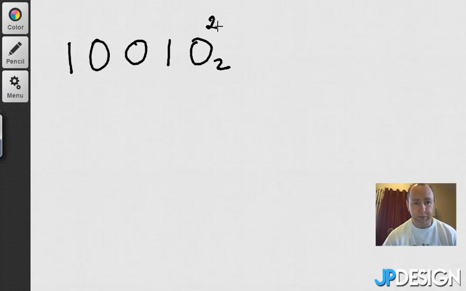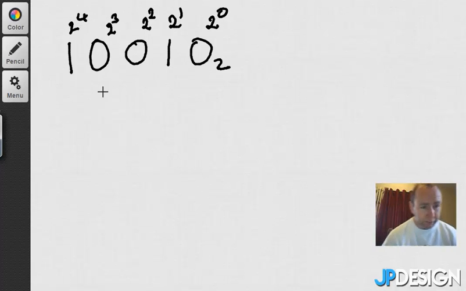We have its position because we get 2 to the 0, 2 to the 1, 2 to the power of 2, 2 to the power of 3, and 2 to the power of 4. Now, we're not concerned with any of the zeros because, as we all know, anything multiplied by 0 will give you nothing. It will give you 0. So we'll only concentrate on the 1s.